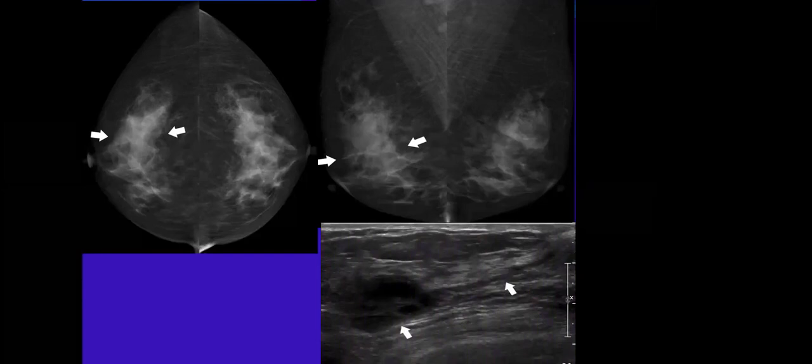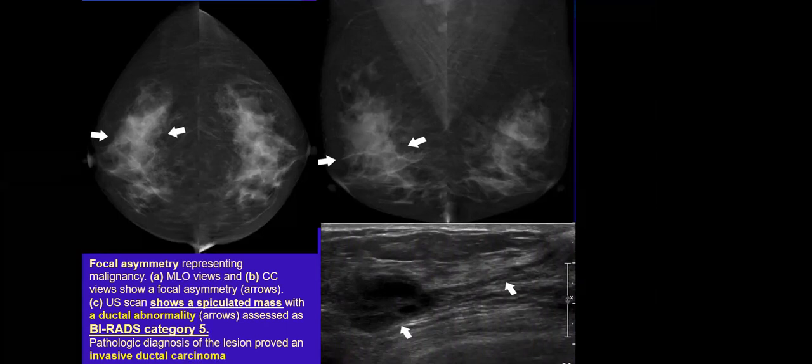So look for the difference. Here, not very impressive, but look at the ultrasound. It is spiculated or angular, indistinct, heterogeneous, hypoechoic with ductal extension. So it is BI-RADS 5. After ultrasound, it becomes BI-RADS 5, and it was invasive ductal carcinoma.